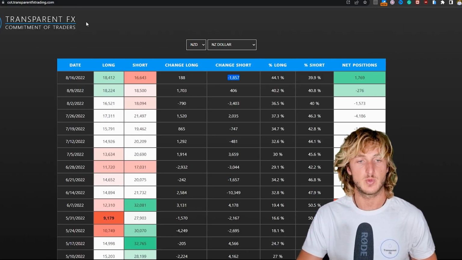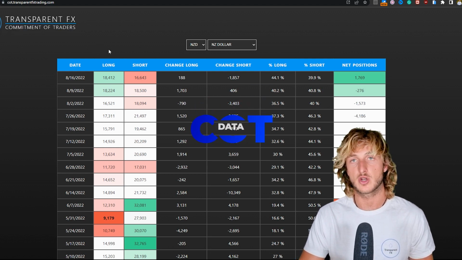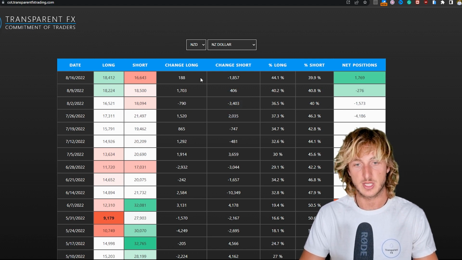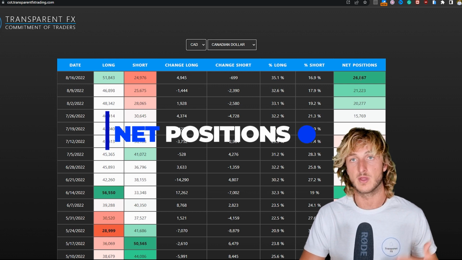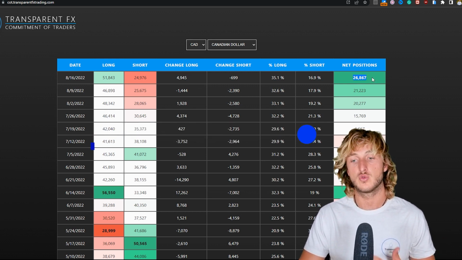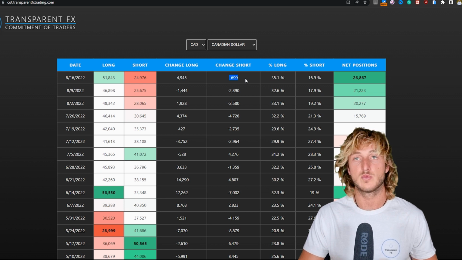Now, if we go and see what we have when it comes to the commitment of traders, so the COT data, which is what the non-commercials, so the biggest speculators in the market, are doing, and we check the data for the CAD, we can see how with the last reports, it has been growing quite a lot. We went from having 3.5k to now having 26.8k net positions with 4.9k longs added with the last report and almost 700 shorts getting closed. So the CAD has been getting quite strong.